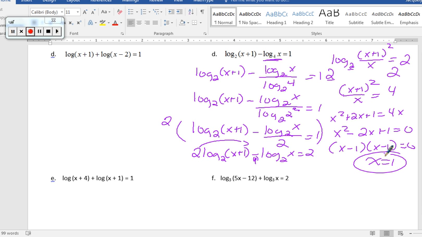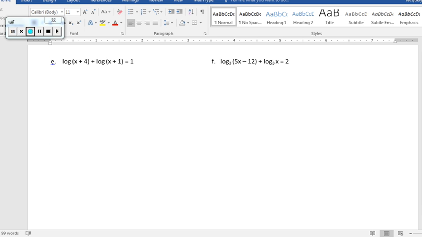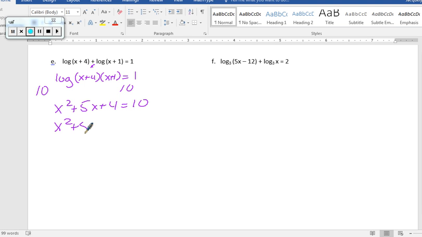Alright guys, we've got 2 more to go, and then we're done with our notes for today. So again, if you have a logarithm here, it must be condensed first. The plus sign here is showing a multiplication. So this is going to be log of (x + 4)(x + 1) is equal to 1. I need to get rid of that log. It is base 10. When you don't see it, it is base 10, so we're going to put it down to a power of 10 here. That's going to give us x squared plus 5x plus 4 is equal to 10. Subtracting the 10 over, we have a quadratic.